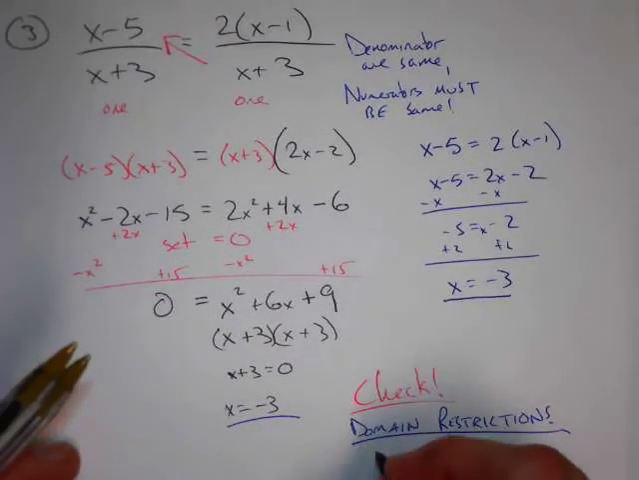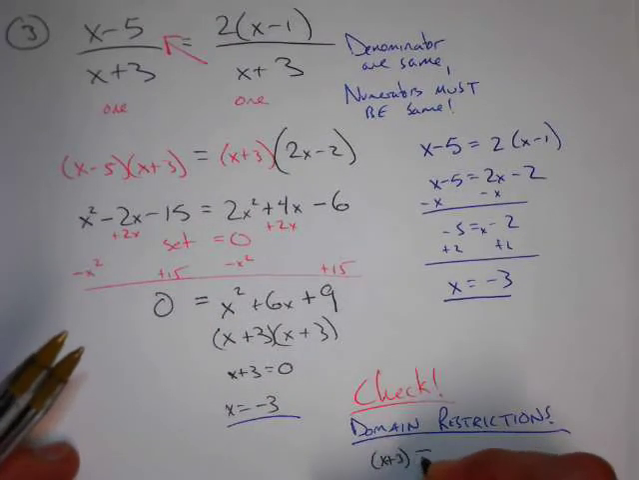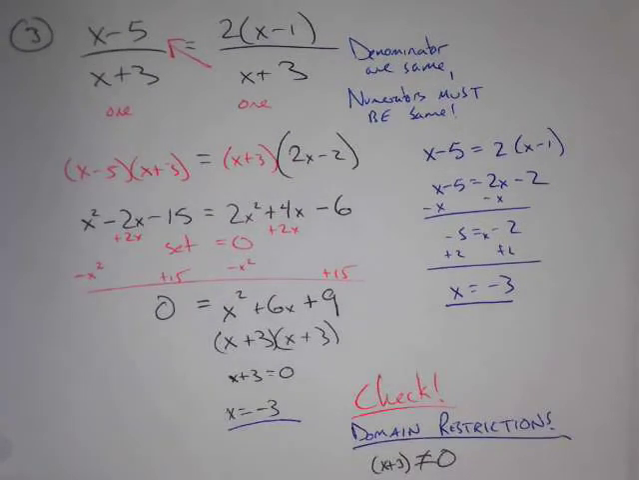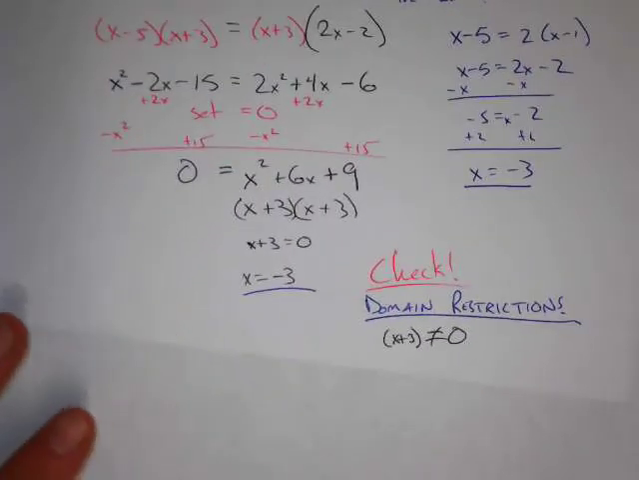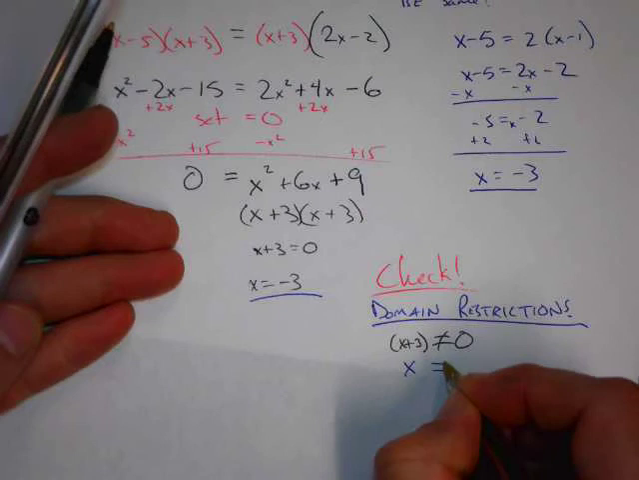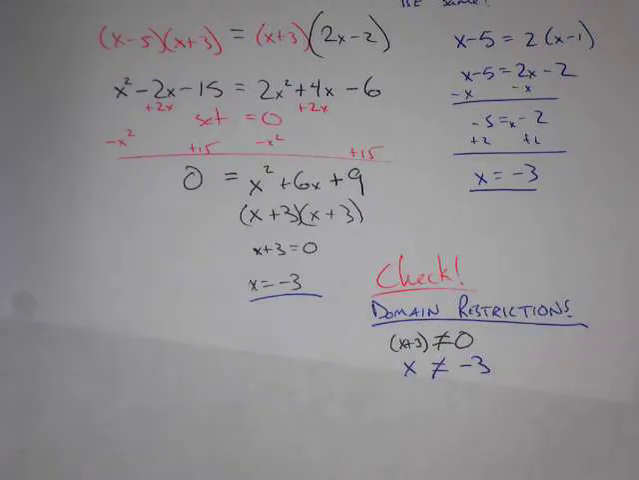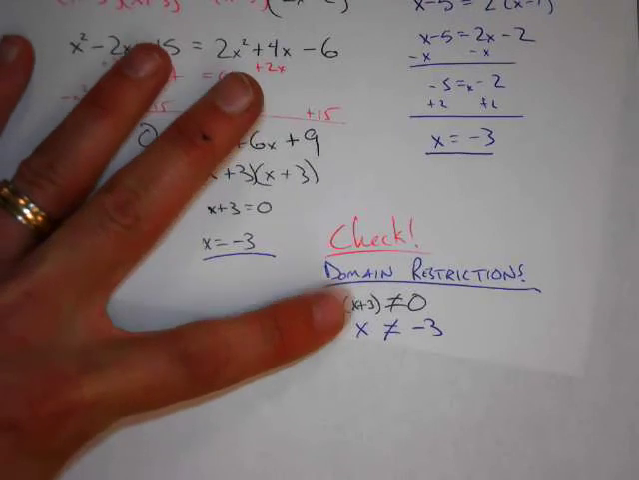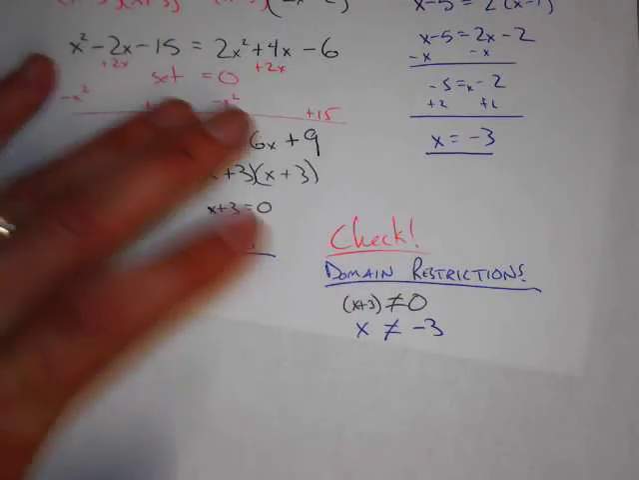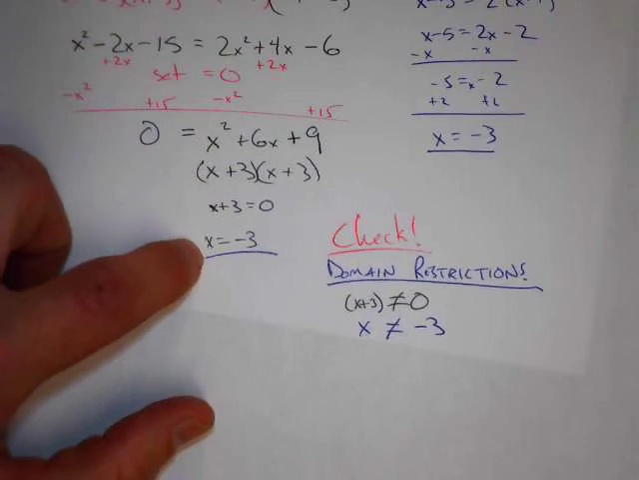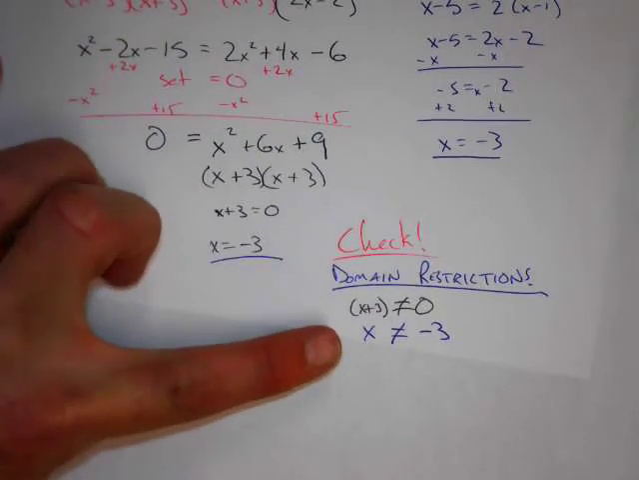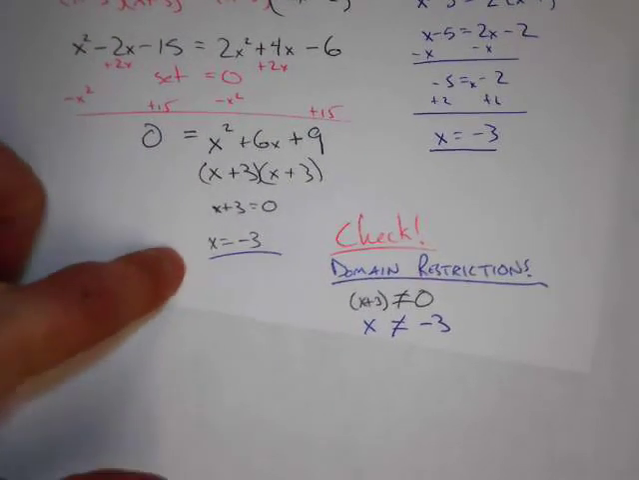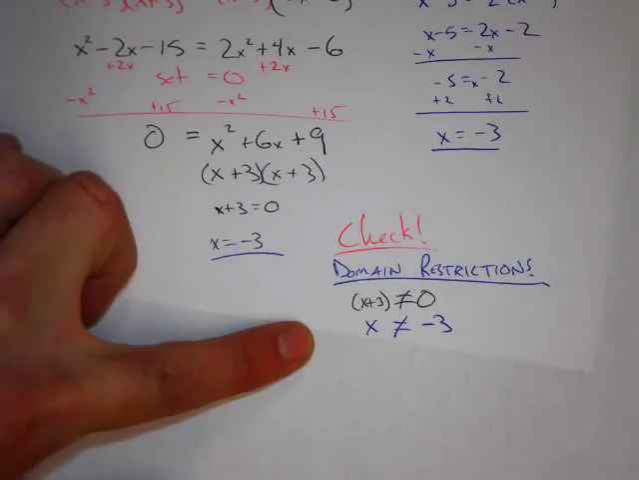Remember that denominator cannot equal 0. So what we're saying is x plus 3 cannot equal 0. That's the domain restriction, okay? The domain restriction is that the denominator can't equal 0. Therefore, x plus 3 cannot equal 0. Therefore, x cannot equal negative 3. So our domain restriction, illegal, is if x was negative 3, right? But when we were solving our equations, x is negative 3. But the domain restriction says x can't be negative 3.